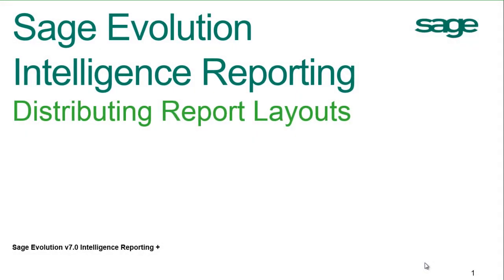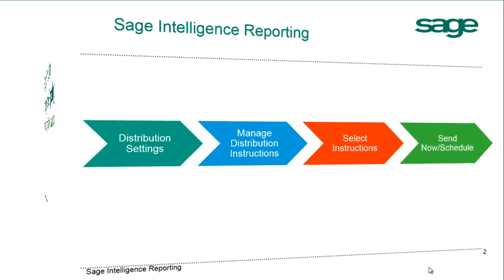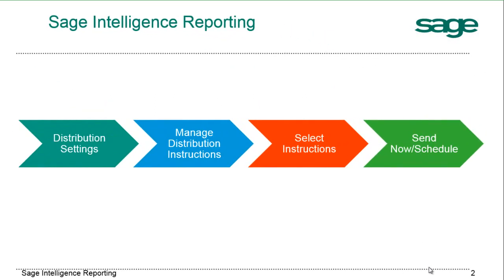Sage Evolution Intelligence Reporting. This video shows how you can easily distribute your Sage Intelligence report layouts within Microsoft Excel. There are 4 steps to setting up your distribution. First is the distribution settings. This defines whether you will use your SMTP Exchange Server option or your Outlook option.